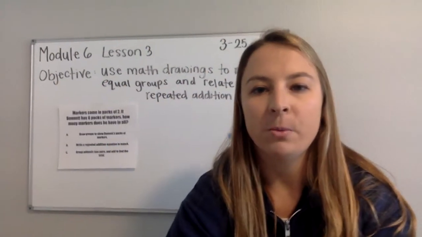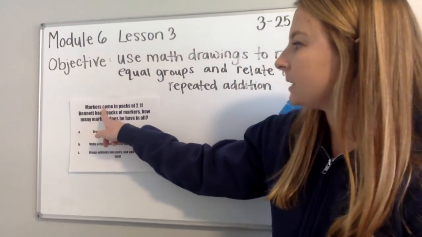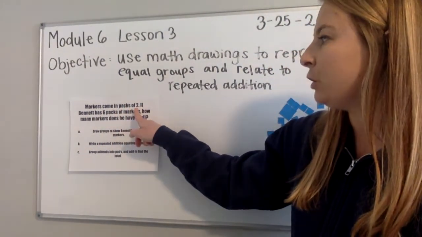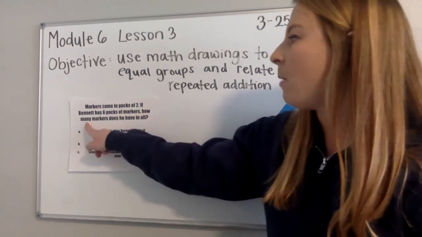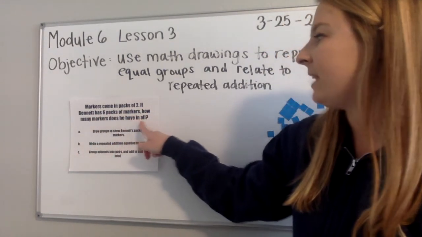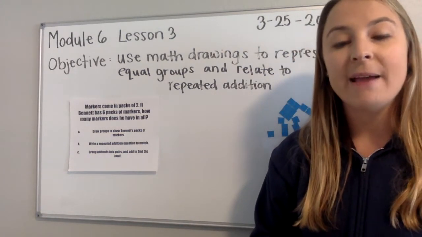Here is our word problem. I'll bring it just a little bit closer. It says, markers come in packs of 2. If Bennett has 6 packs of markers, how many markers does he have in all? I'm going to stop. I'm going to follow my read, draw, write method.